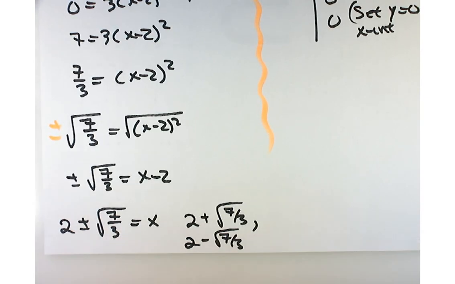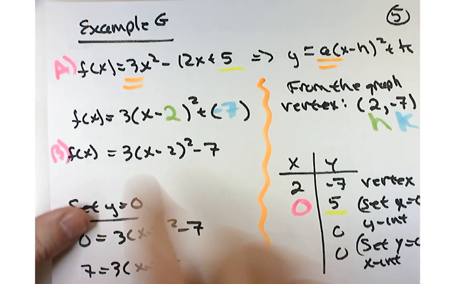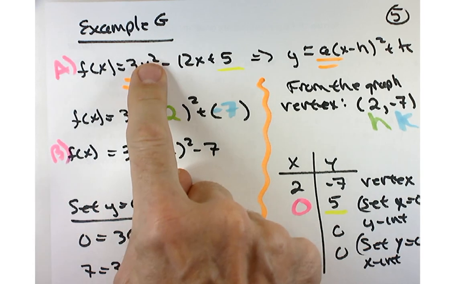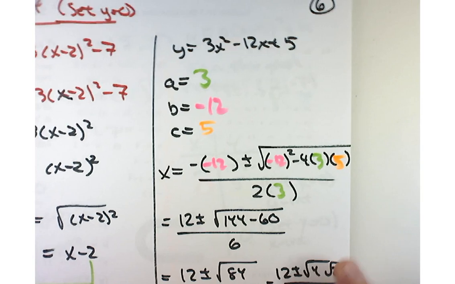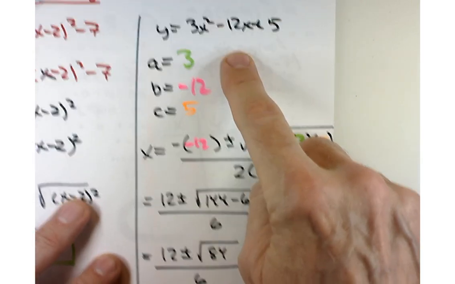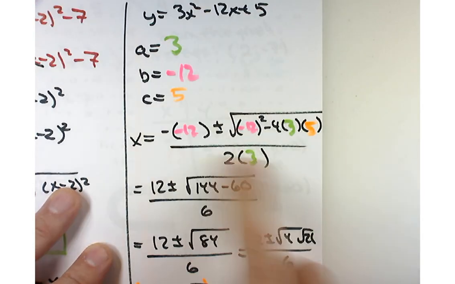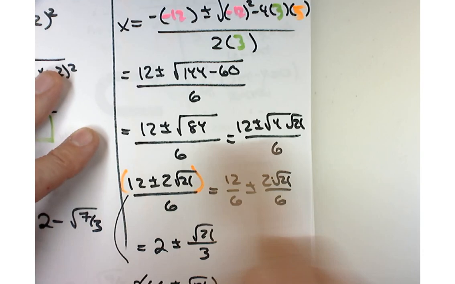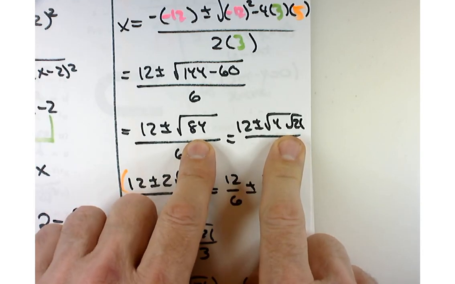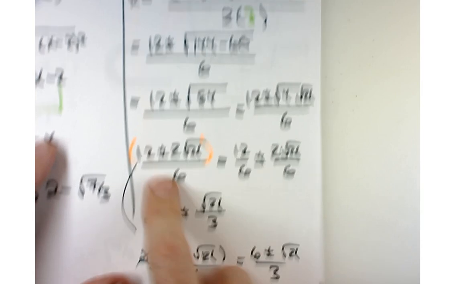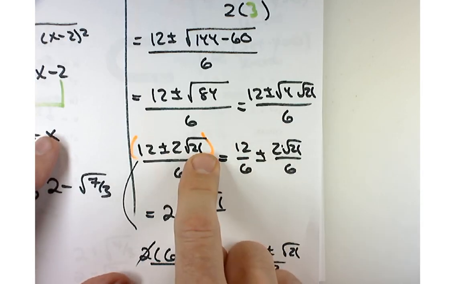If you wanted to, you could solve this with the quadratic formula, but you wouldn't use part B to solve it with the quadratic formula. You use part A. I'll put a copy of this in the notes, but here's what it would look like if you use the quadratic formula to solve here. You plug in all these numbers and simplify. The square root of 84 simplifies into 4 square roots of 21. So now you've got a 2 here.